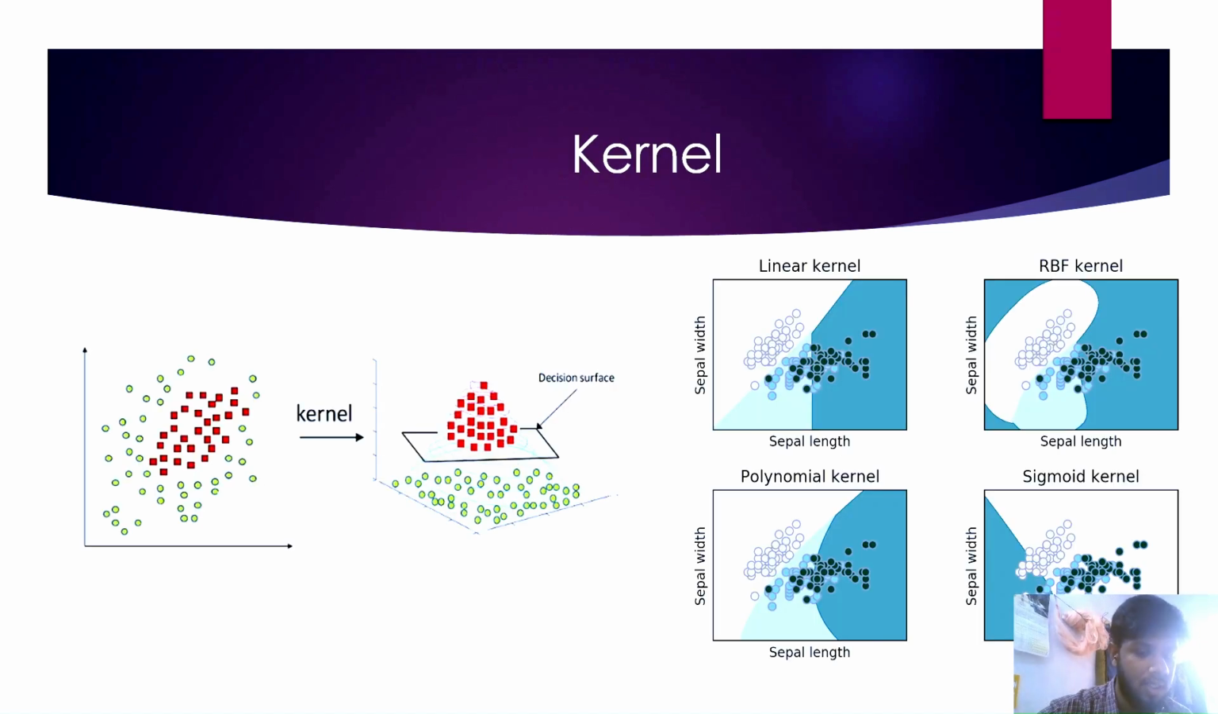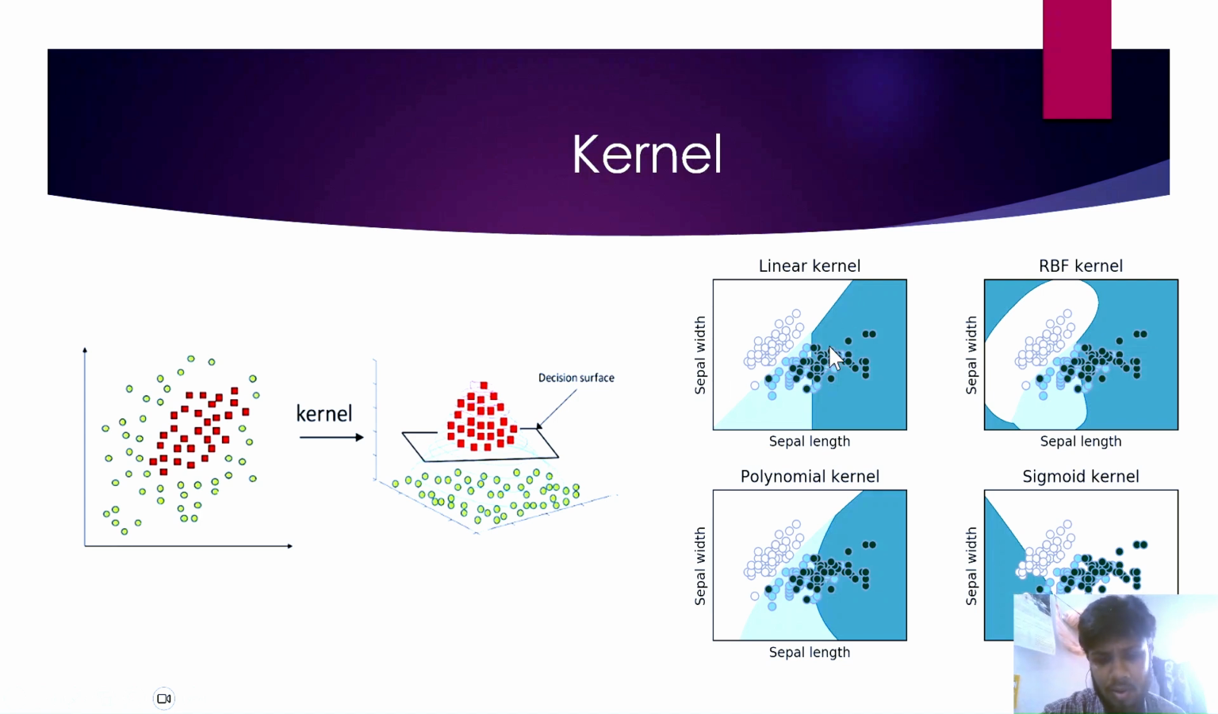So what is kernel? Kernel functions transform input data into higher dimensions to make the data separable. Here is the input data which is transformed into higher dimensions, which is used to separate the data. Here are some kinds of kernel: linear kernel, RBF kernel, polynomial kernel, sigmoid kernel.